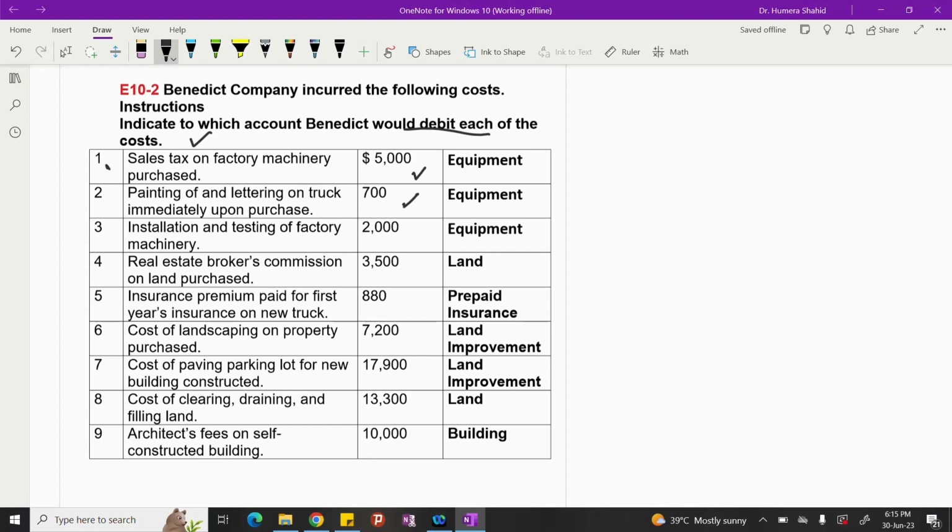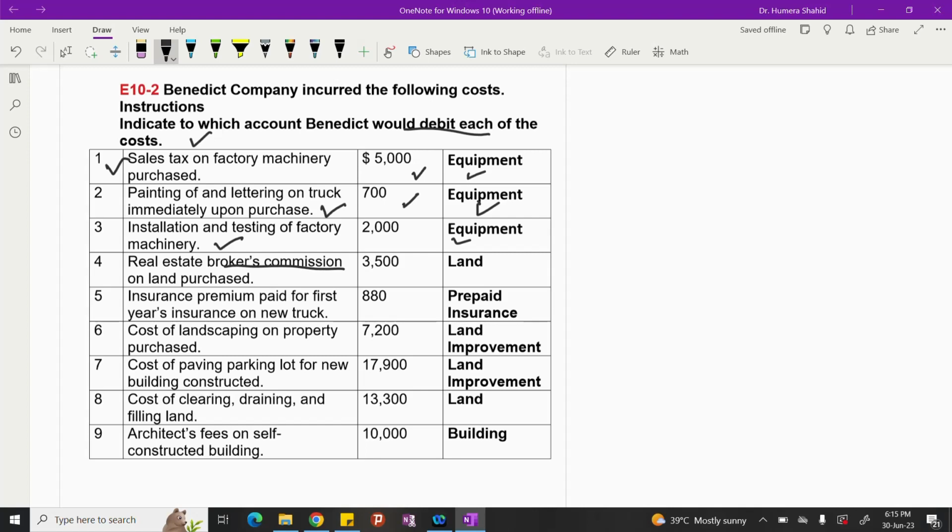So number 1 is sales taxes on the factory machinery purchase. We just talked about it above, so that's equipment. Painting of and lettering on the truck immediately upon purchase. Just now we took it, so that's also equipment. Installation and testing of the factory machinery. Just a few minutes back we took it. It's also equipment.